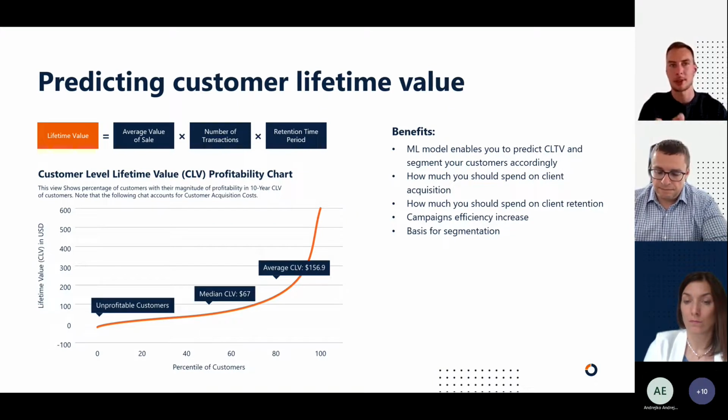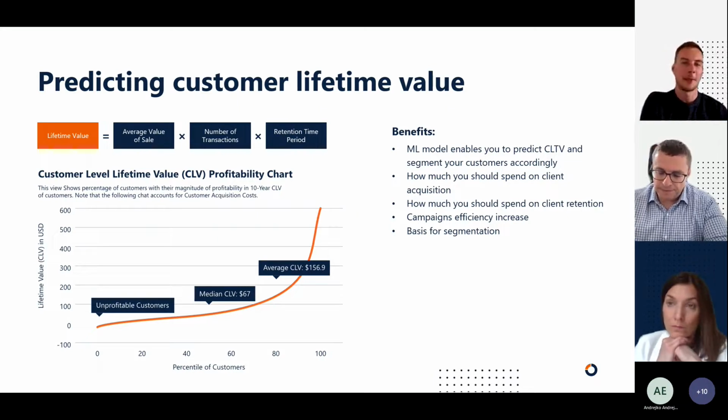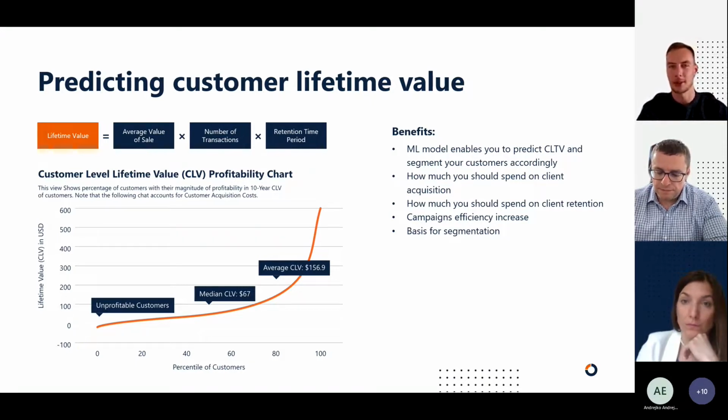As you can see on the graph at the bottom left, on the left you have customers who are actually unprofitable over a 1 year time. So you invest a little bit more money than you get out of them, which is definitely not the ideal state. And when you move to the right, you can see that their lifetime value increases. You can also see the median and the average customer lifetime value.